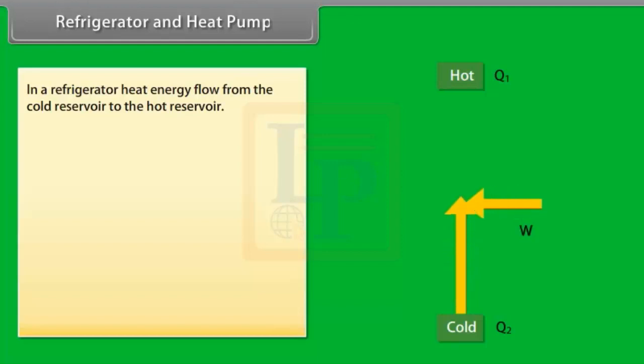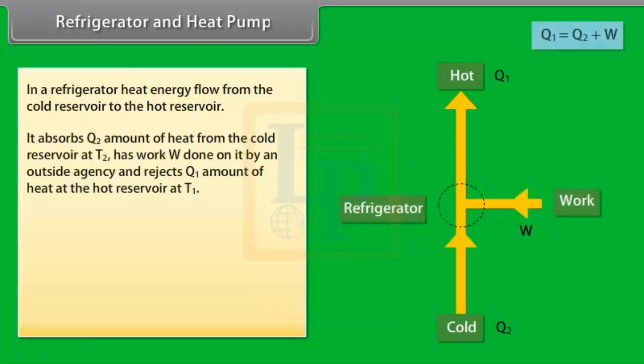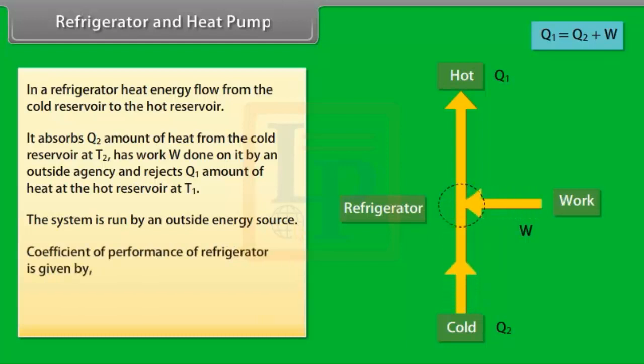Refrigerator and heat pump. In a refrigerator, heat energy flows from the cold reservoir to the hot reservoir. It absorbs Q2 amount of heat from the cold reservoir at T2, has work W done on it by an outside agency, and rejects Q1 amount of heat at the hot reservoir at T1. The system is run by an outside energy source. The coefficient of performance of a refrigerator is given by alpha is equal to Q2 upon Q1 minus Q2.